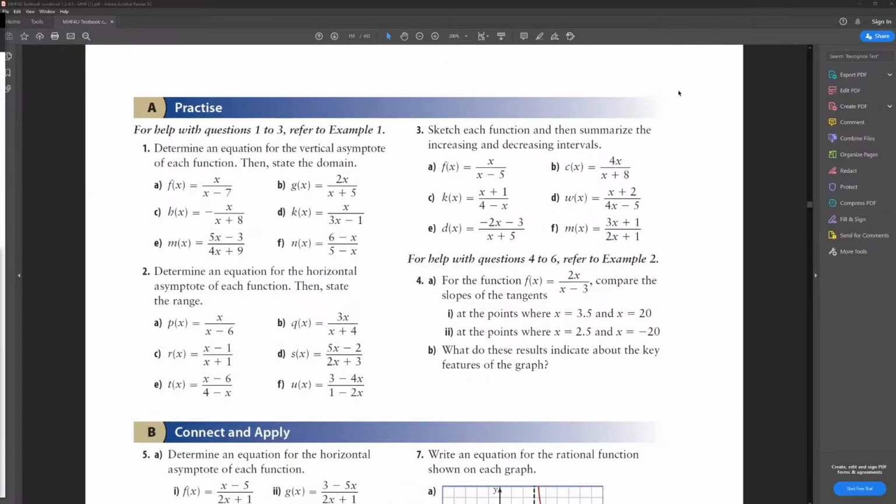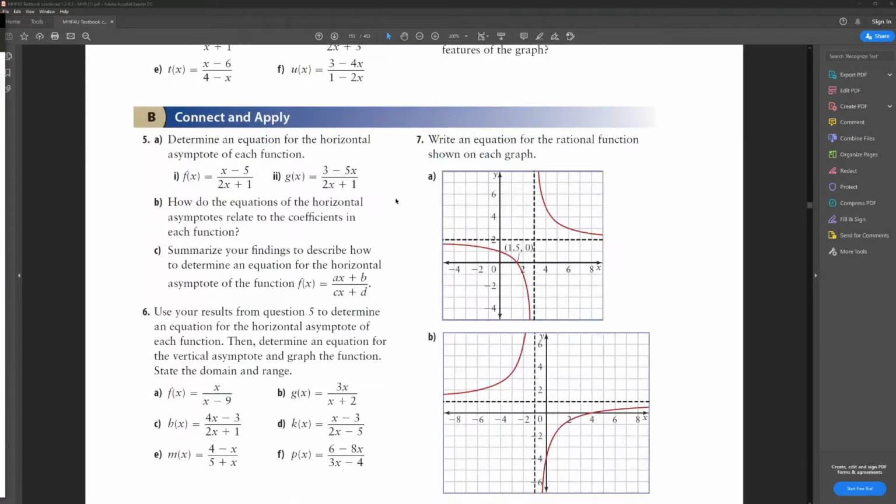Now I've also assigned question 7. Write an equation for the rational function shown on each graph. So all you'll be doing is again using the 4 equations I showed you. And over here we know that the vertical asymptote is equal to 3, the horizontal asymptote is equal to 2. There we have our x-intercept and our y-intercept. So you could follow the exact same steps we had before. Again, remember that 1.5 is the same as 3/2, which could make your life a whole lot easier.